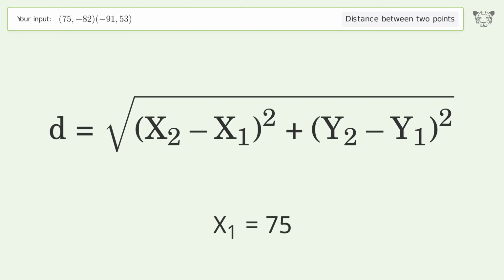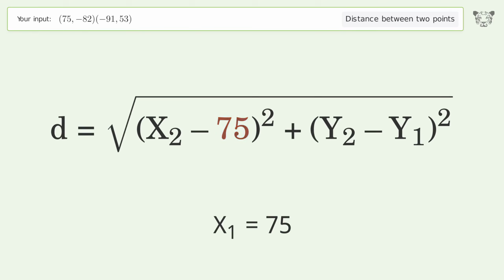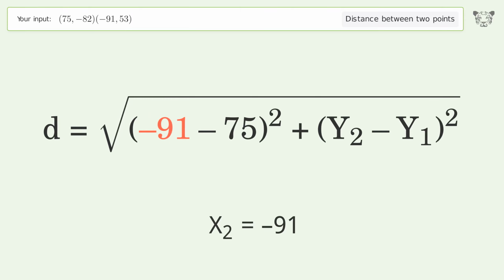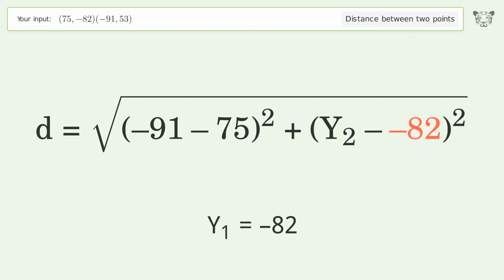x1 equals 75. x2 equals negative 91. y1 equals negative 82. y2 equals 53.